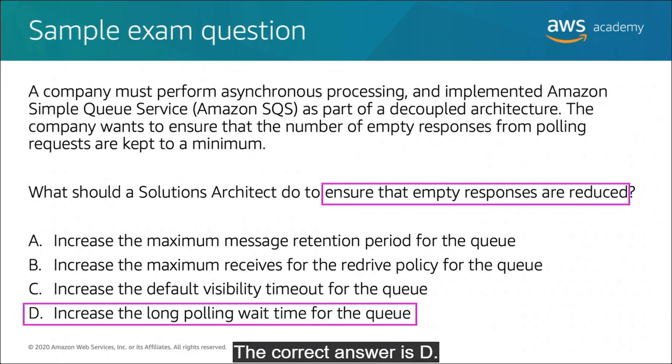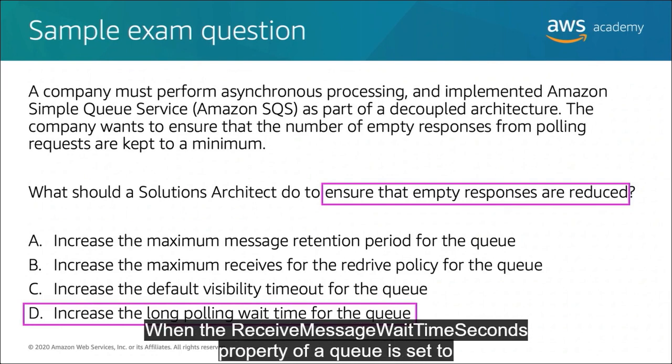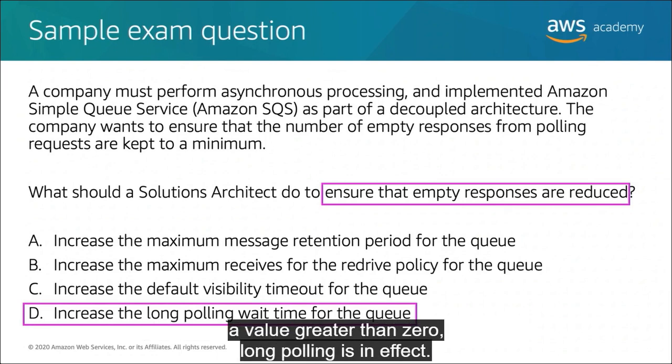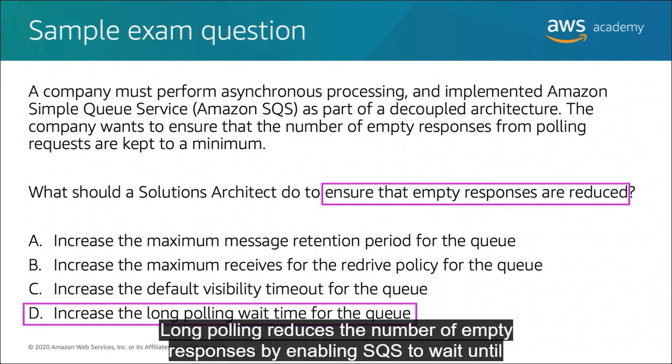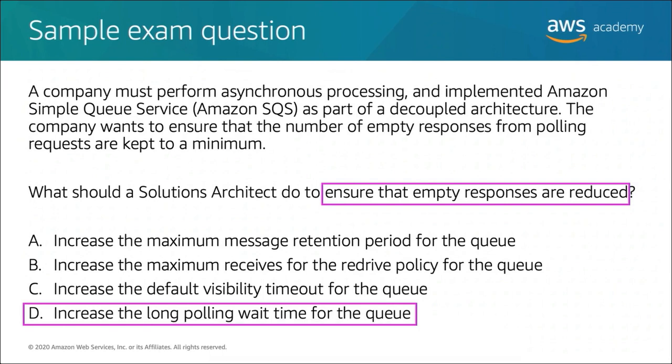The correct answer is D, increase the long polling wait time for the queue. When the received message wait time seconds property of a queue is set to a value greater than 0, long polling is in effect. Long polling reduces the number of empty responses by enabling SQS to wait until a message is available before it sends a response to a receive message request.